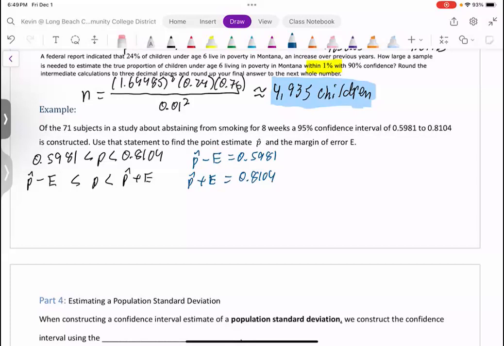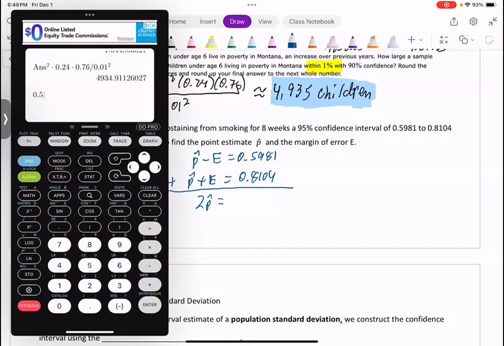And you learned two methods to do this, the substitution method or the elimination method, which is the method I'm going to use right now. Because I notice when I add the negative E plus the E, they go away. P hat plus p hat is 2 p hat. And 0.5981 plus 0.8104 gives me 1.4085, which means p hat is going to be half that, so divide by 2. 0.70425. So there is one of my two answers.